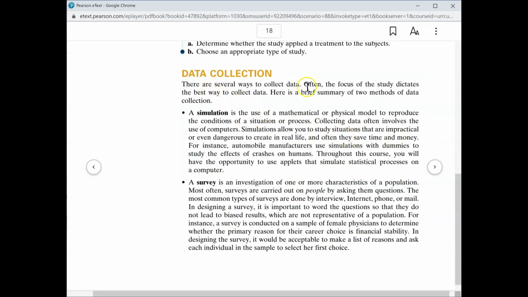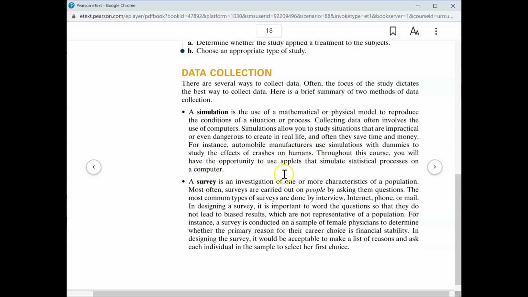All right, there are several ways to collect data. Often the focus of the study dictates the best way to collect the data. Here's a brief summary of the two methods of collection. A simulation is the use of a mathematical or physical process to reproduce the conditions of a situation or process. So it's like a computer simulation or something like that that simulates a process. You want to do that when there's danger involved, like a plane crash, or how you react when something jumps out in front of you in the road or something. You want to do that using simulators of some sort, not putting that in a real life dangerous situation.